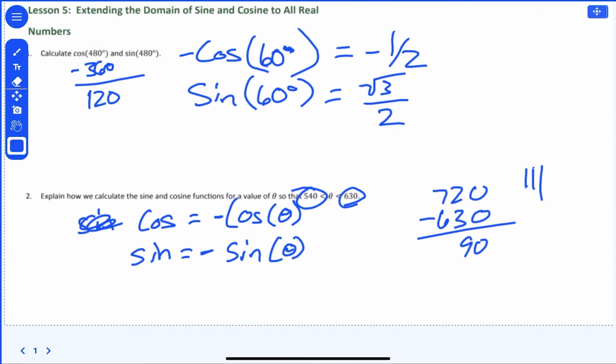That's it. The only thing you're going to have to do is figure out what quadrant we're in, what the reference angle is, and answer the question based off those two things. Okay?